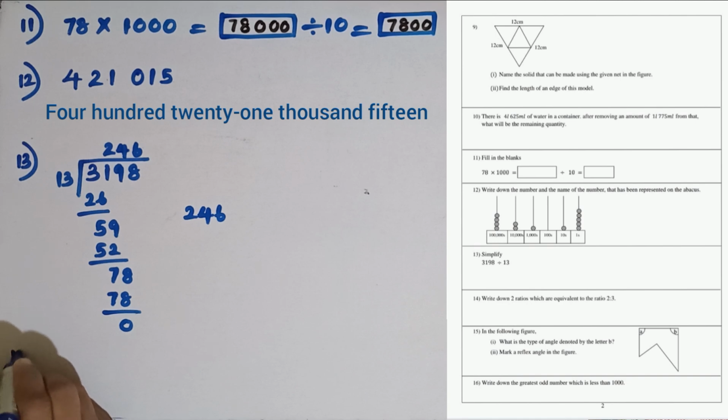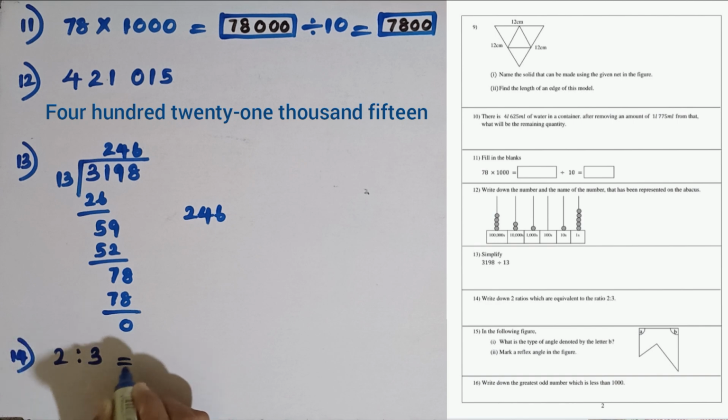Question number 14. Write down 2 ratios which are equivalent to the ratio 2 to 3. The ratio is given as 2 to 3. How to get equivalent ratios? We can use the multiplication or the division method. But here, as this ratio is in its simplest form, only we can use the multiplication method.